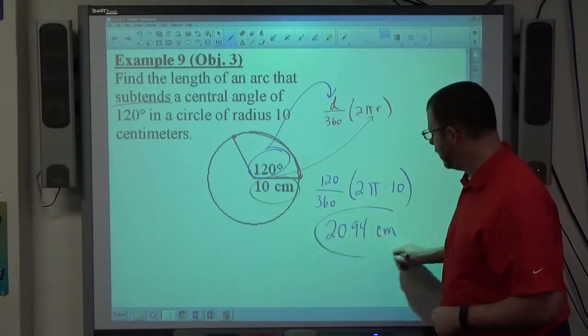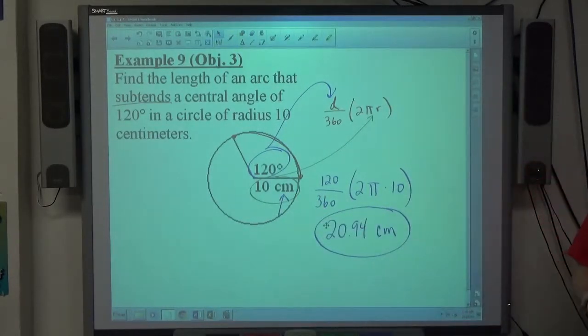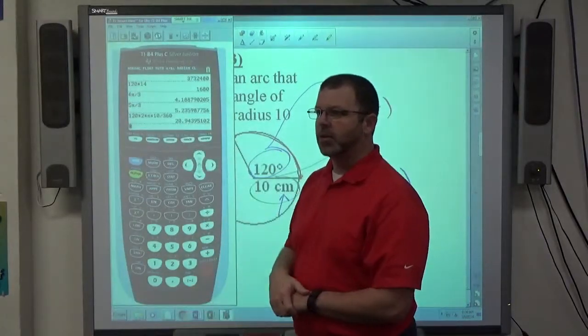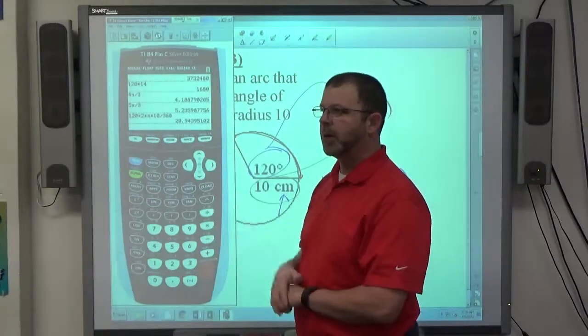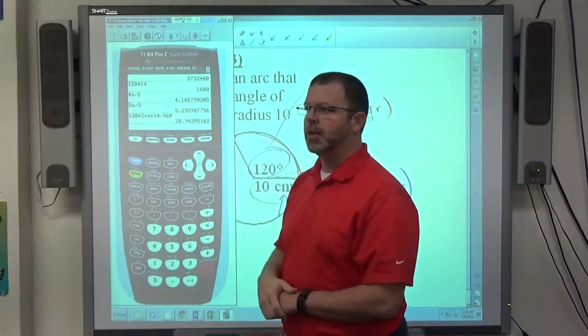The unit of length will be whatever the unit of length on the radius is, in this case centimeters. Notice that I did use the pi button. Make sure you're using the pi button. Don't approximate 3.14. Use the pi button. It gets a better approximation. And whatever you get for the answer, just go a couple decimal places. It's fine with me.